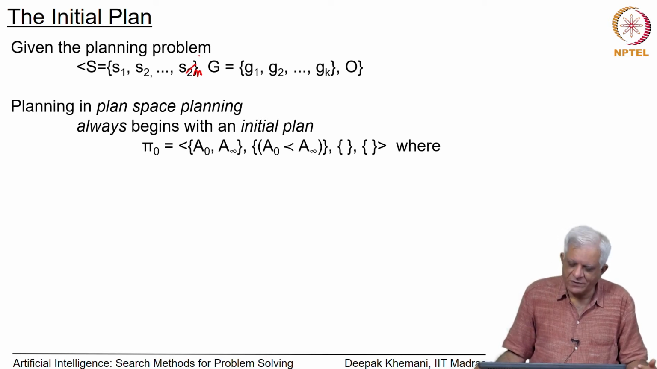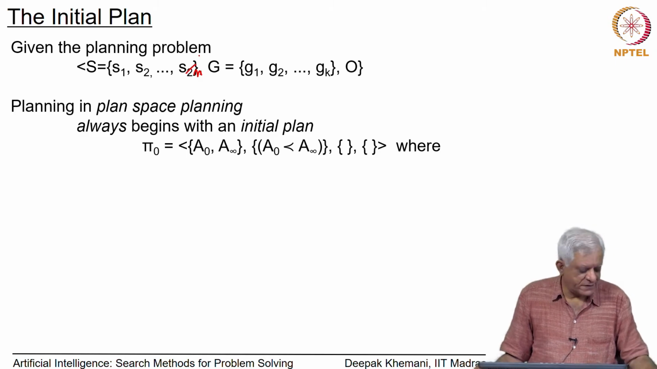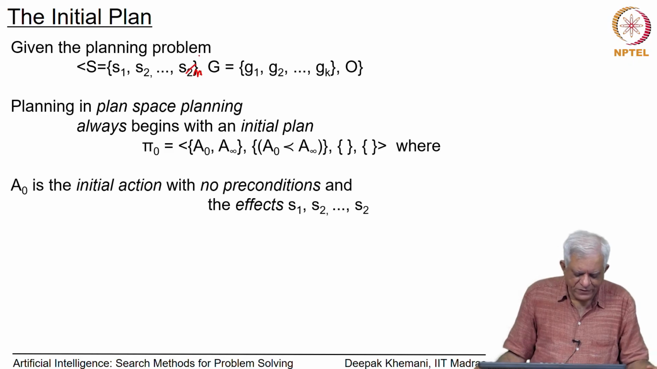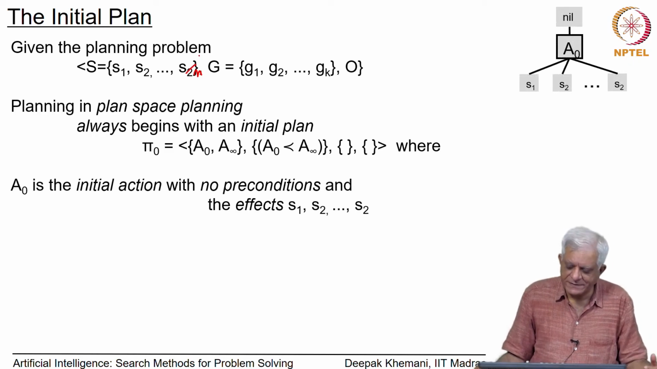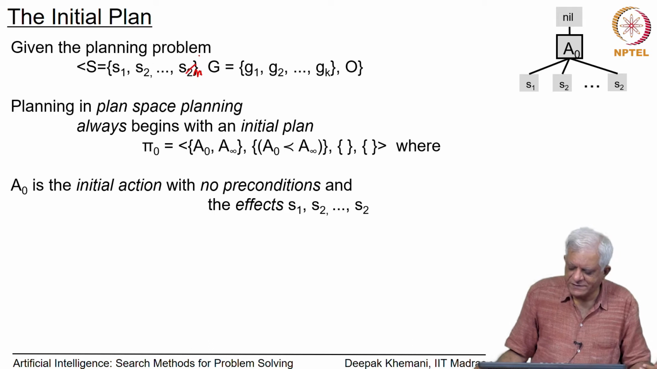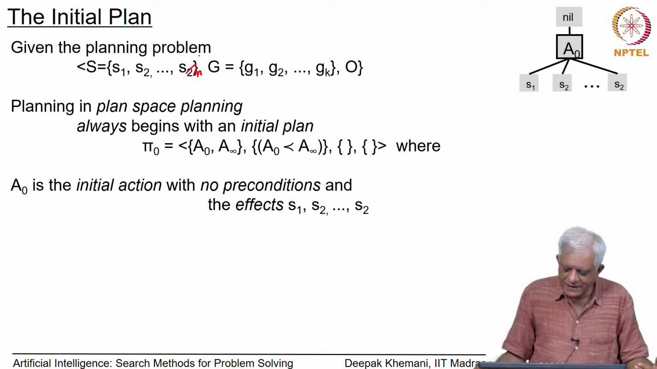So, pi 0 has two actions all the time, which we call a 0 and a infinity, and it has an ordering constraint which says that a 0 must happen before a infinity, and it has no causal links and no binding constraints. So, a 0 is the initial action which is always present in any partial plan, and it is a very special action which is devised only for partial order or plan space planning.